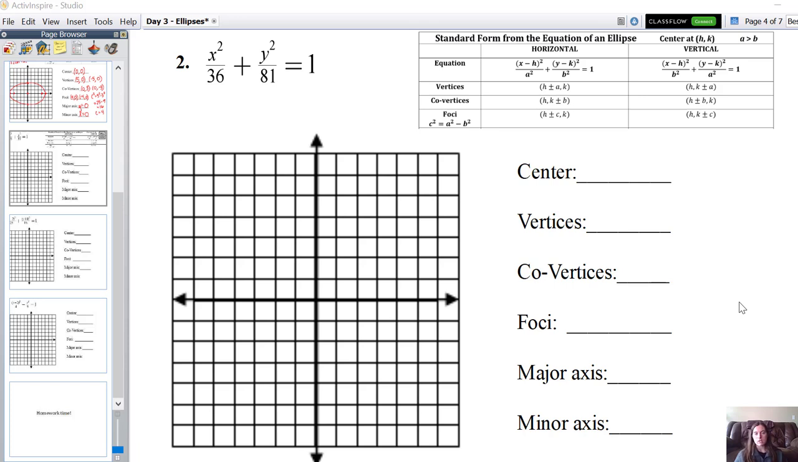Okay, I have 3 more examples of ellipses. If you feel like at some point you got the hang of it, you don't need to watch the whole thing. But if you're not so sure the whole way through, just keep watching.